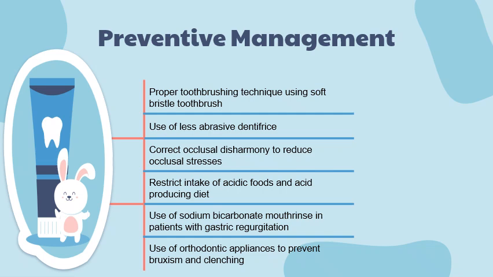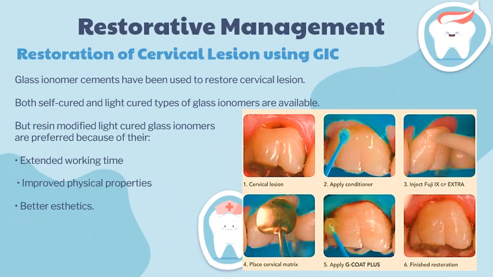In the preventive management, the first step is to address the cause. This might include switching to a soft bristle toothbrush, correcting faulty brushing techniques, reducing acidic food and drink intake, managing the gastric reflux, or correcting the occlusal disharmony. For a patient with parafunctional habits, orthodontic appliances or an occlusal guard may be needed. Even simple steps like using a less abrasive toothpaste or a topical fluoride can help.